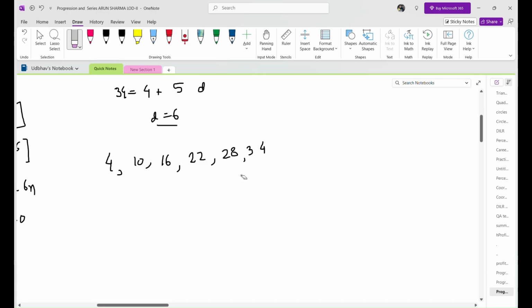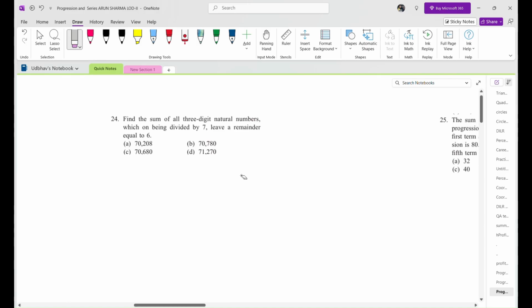Moving on to the next question. Find the sum of all 3-digit natural numbers which on being divided by 7 leaves a remainder equal to 6.